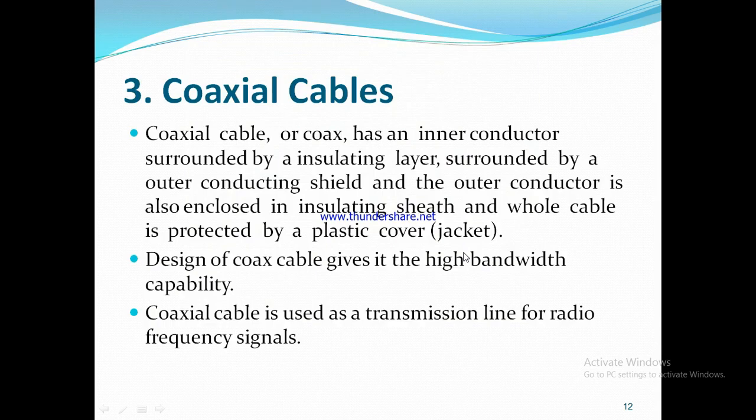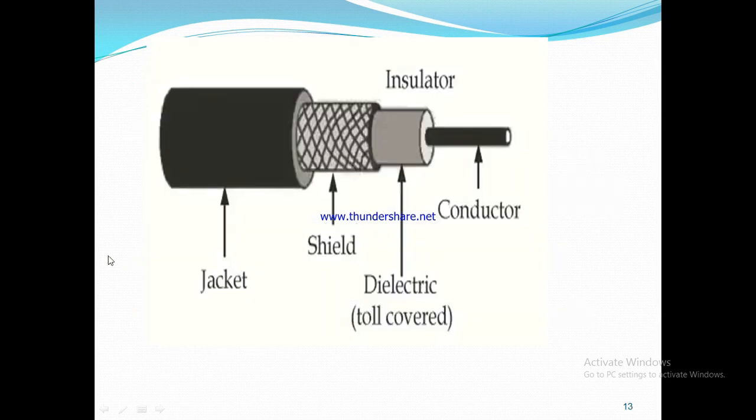Okay, so next one is coaxial cables. The coaxial cable, or coax, has an inner conductor that is surrounded by an insulating layer that is surrounded by an outer conducting shield, and the outer conducting shield is also enclosed.